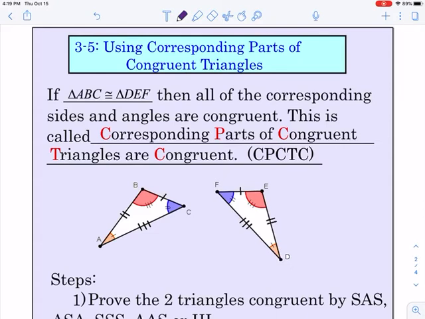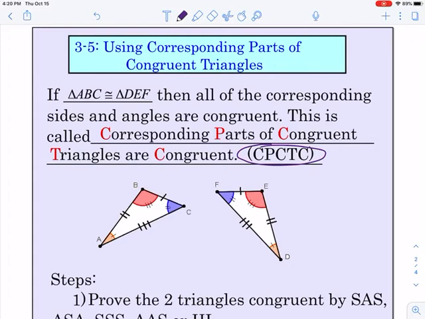Okay, so what's going to happen here is if triangle ABC is congruent to triangle DEF, then all of the corresponding sides and all of the corresponding angles are going to be congruent. So this is called CPCTC. Corresponding parts of congruent triangles are congruent. So we're going to start using this inside of proofs now. So really all it's going to do is add one more step onto the proofs that we've been already doing.